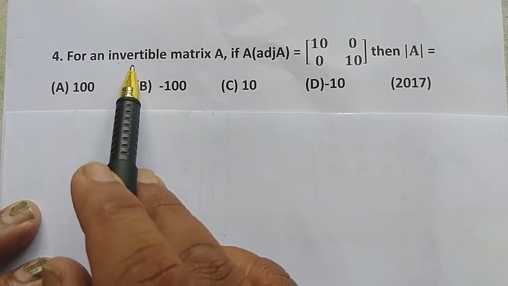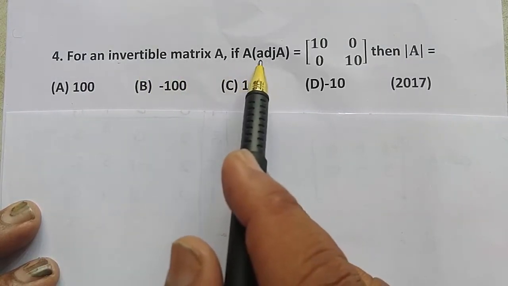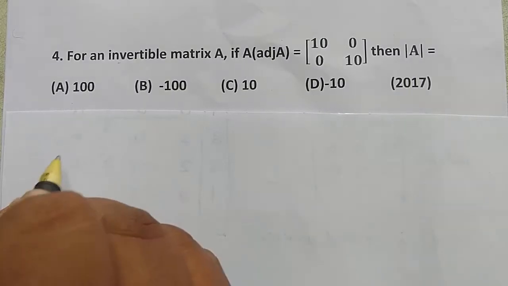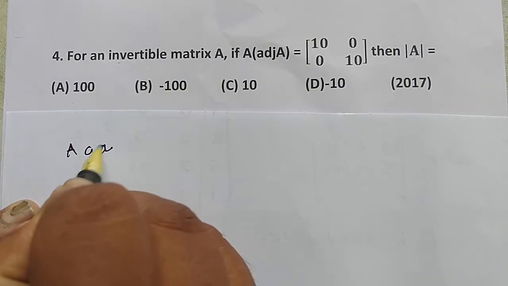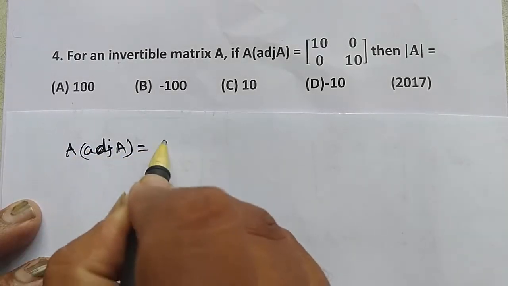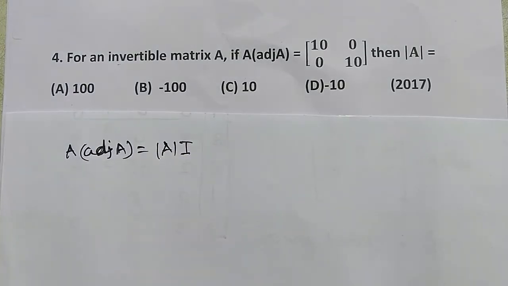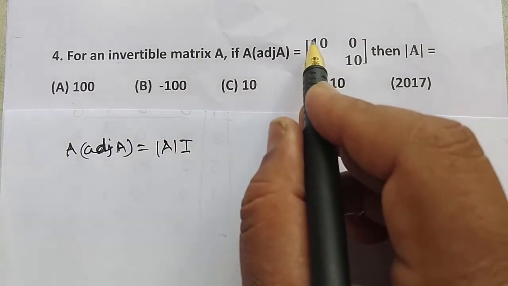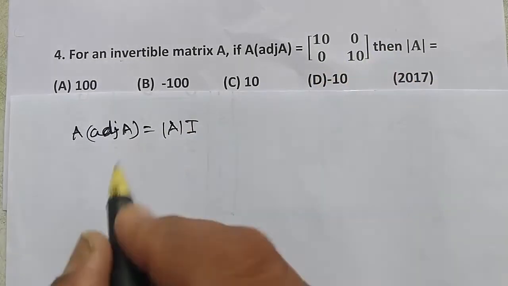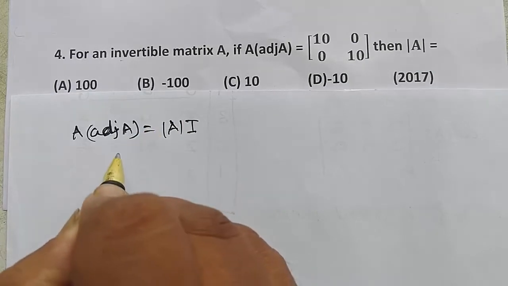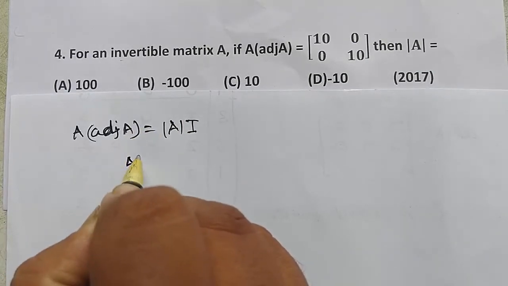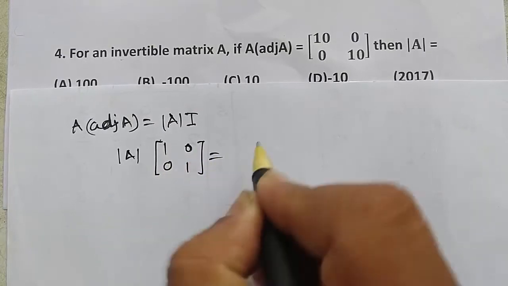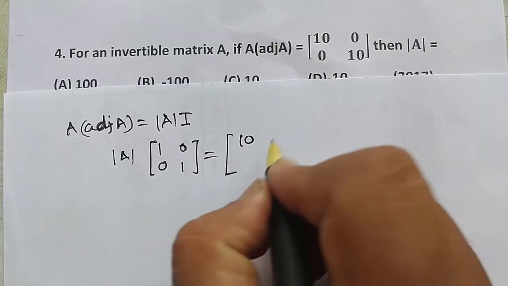For an invertible matrix A, if A into adjoint of A is a matrix, then the determinant of A is equal to, we know that A into adjoint of A is equal to determinant of A into I. Here the RHS is given as the matrix 10, 0, 0, 10, and therefore determinant of A into I, where I is the identity matrix 1, 0, 0, 1, is equal to the RHS of the given equation, matrix 10, 0, 0, 10.